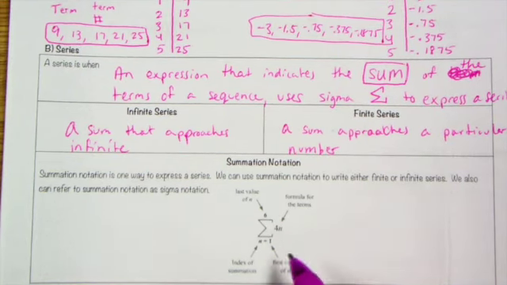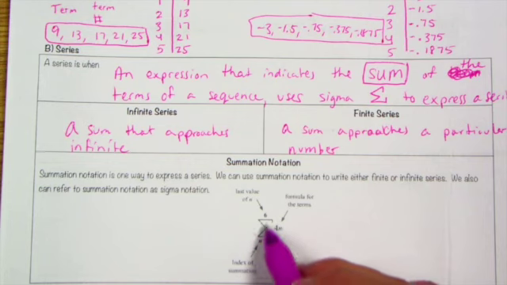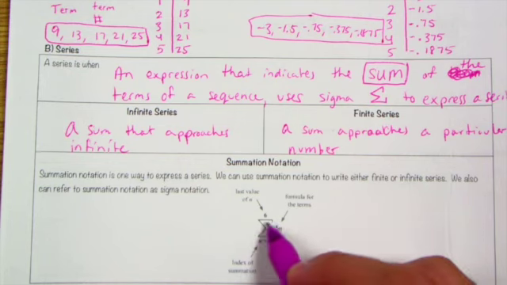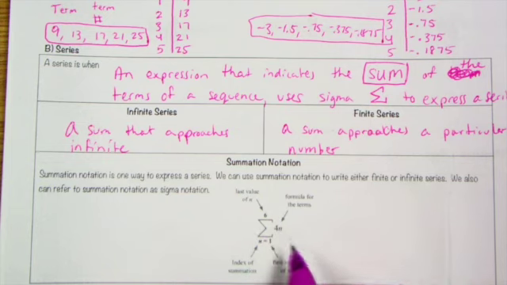So summation notation is one way to express a series. We express it in this sort of sigma here. We can use summation notation to write either finite or infinite series, though we're going to focus on finite series. We also can refer to summation notation as sigma notation. You'll see there are different ways to write this. You'll see it in sigma or you'll see it S sometimes.